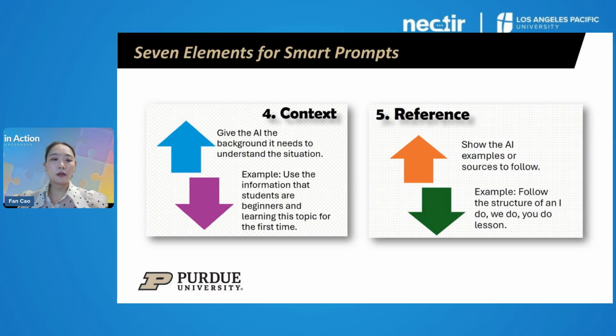So next are context and reference. They can be very similar sometimes. Just imagine that you have a task you want your student to do, or you want your colleague to do. Probably you need to explain the background information, or give them some materials they can refer to. So context emphasizes more the background information. For example, you need to create a lesson plan. You need to tell AI how many students are in your class.